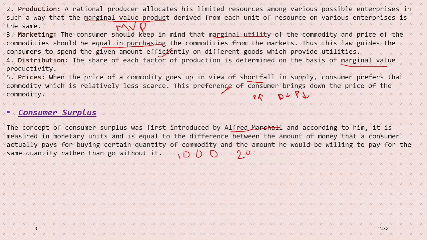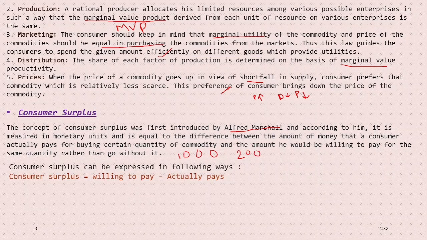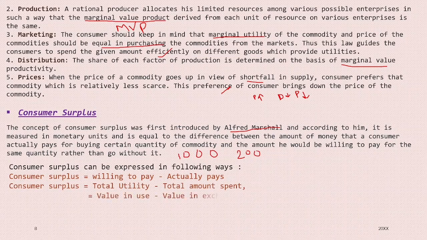It can also be explained by the following formulas: what the consumer is willing to pay minus what he actually pays, or total utility minus total amount spent, that is the total utility he derives and the amount he spent, or value in use minus value in exchange. We can also say that consumer surplus is inversely proportional to market price. As what we actually pay increases, the difference between willing to pay minus actually paying will decrease, so consumer surplus decreases with market price.